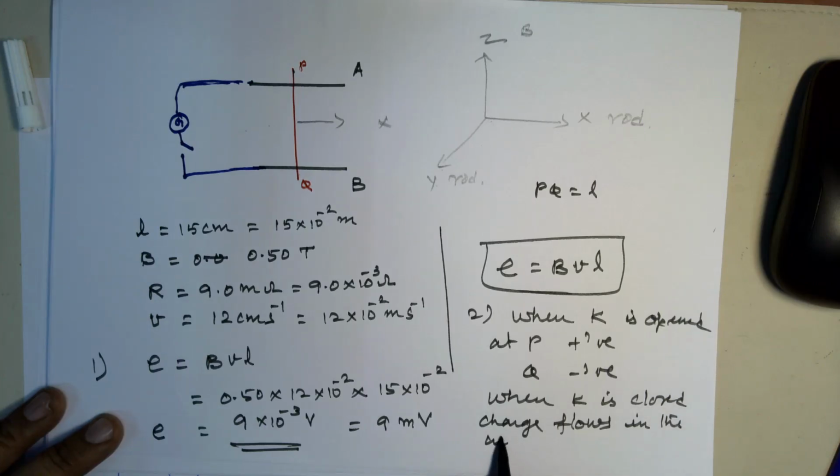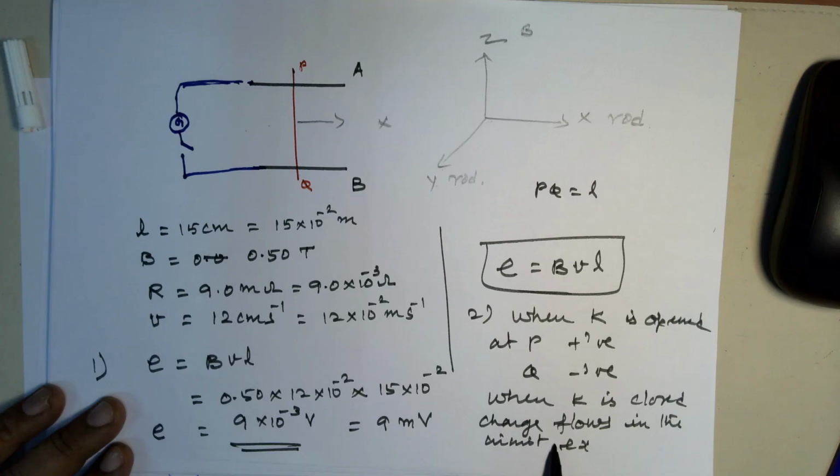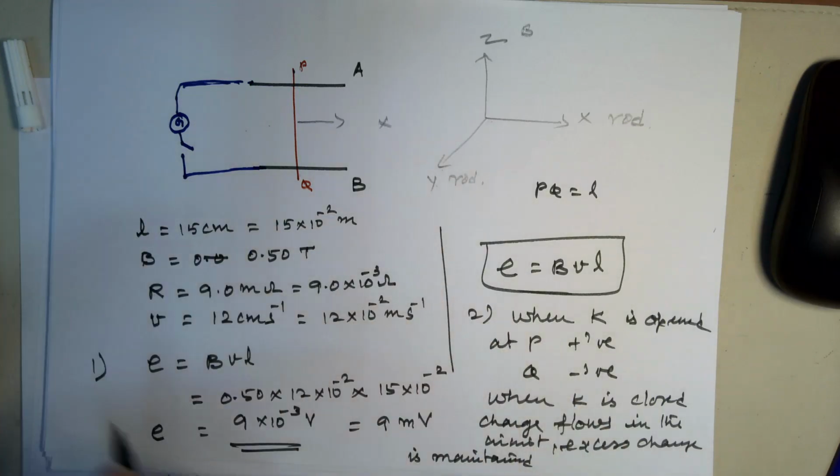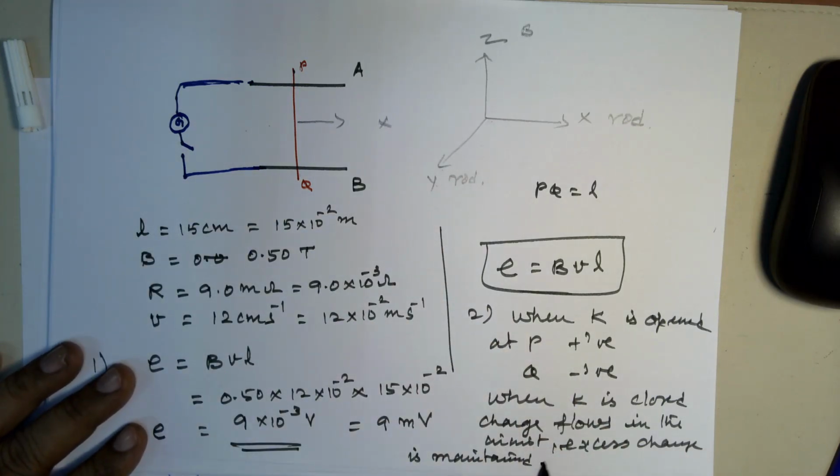But we have said there is an induced EMF, is it not? So the excess charge is maintained. Excess charge is maintained by the continuous flow of electrons or current. By continuous flow of charges or current, you can say simply.